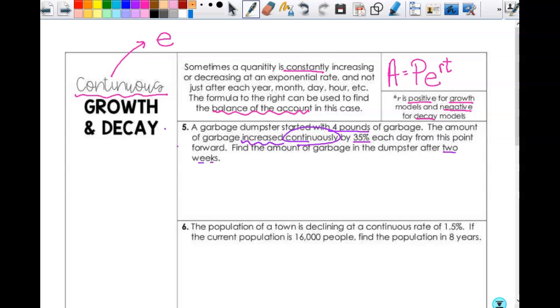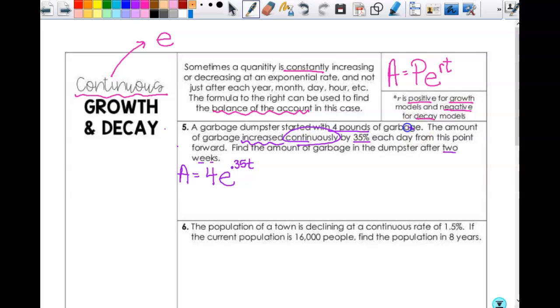So A is 4 pounds because that's what we're starting with. Okay. No, not A. P. P is your principal. The capital A means amount. Why this isn't written as a function, I don't know. But you have A is equal to what your principal is, what you're starting with, and that is your 4 pounds of garbage, times E to the rate, which is 0.35, times T. Okay. So what is T here?